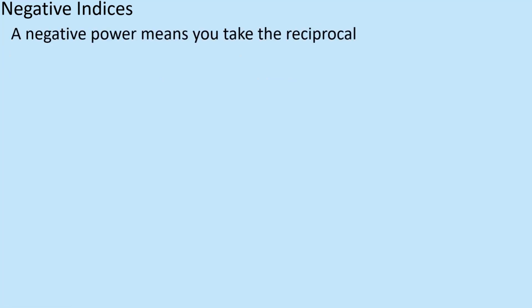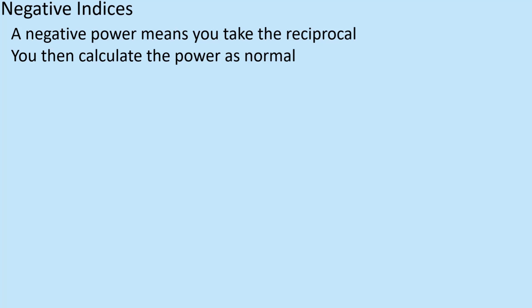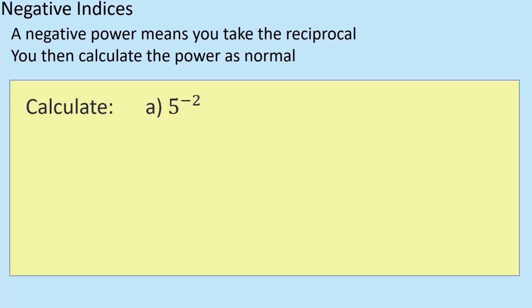Right, let's look at negative indices. Negative indices is essentially taking a reciprocal, and that means 1 over. So if I've got 5 to the minus 2, that's the same as 1 over 5 squared. That's all you do with the negative. You change it to 1 over and then drop the negative. So 1 over 5 squared would be 1 over 25.